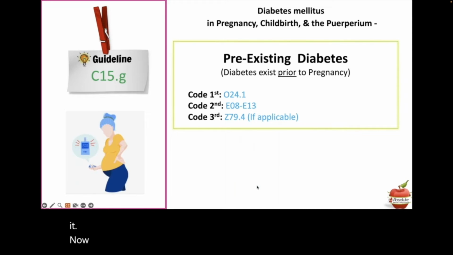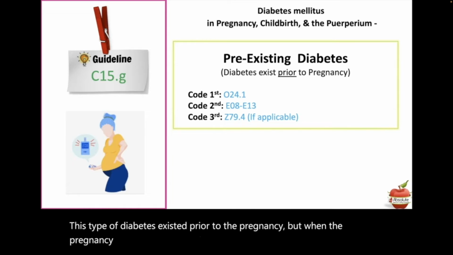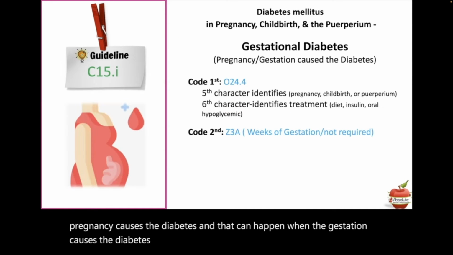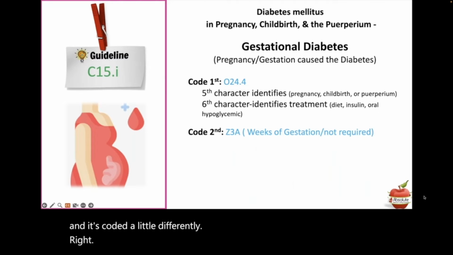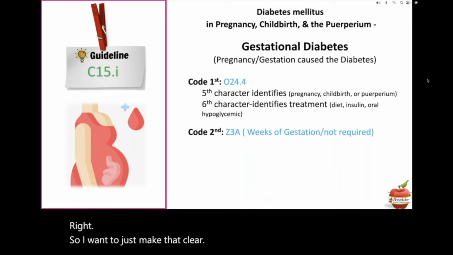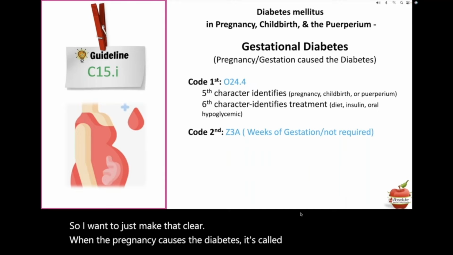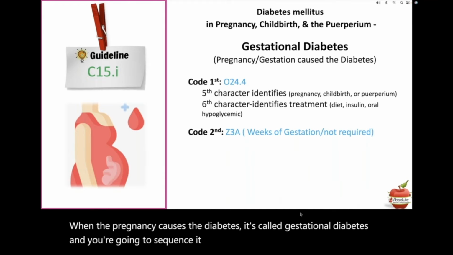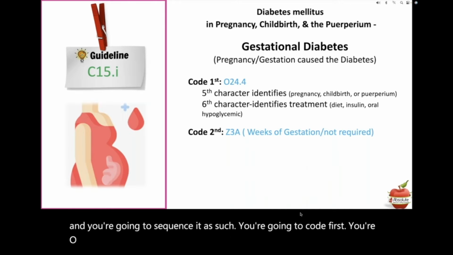Now, this type of diabetes existed prior to the pregnancy, but when the pregnancy causes the diabetes, and that can happen when the gestation causes the diabetes, we call that gestational diabetes, and it's coded a little differently, right? So I want to make that clear. When the pregnancy causes the diabetes, it's called gestational diabetes, and you're going to sequence it as such. You're going to code first your O24.4 category.